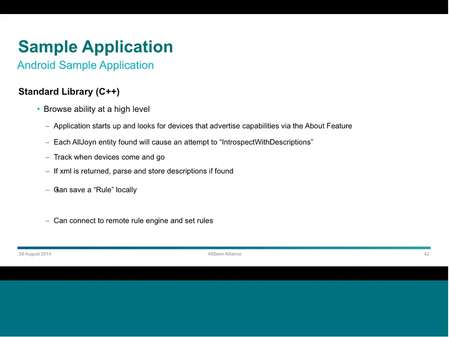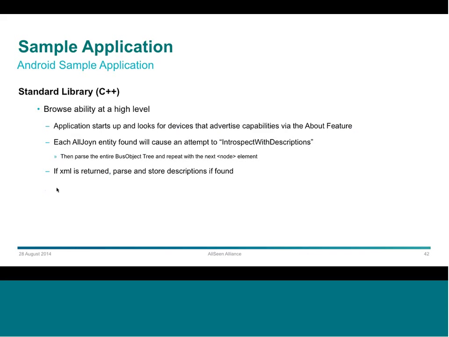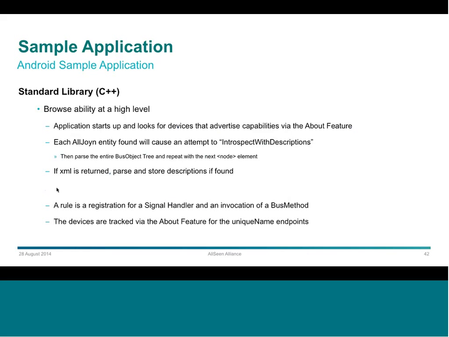So at a high level, for its application logic, the application starts up and looks for the About feature. Whenever it finds an entity, an AllJoyn application, it will use the introspection with description method, parse the XML, and show any of the descriptions. The rule engine registers a signal handler for the events, and ties that to calling a bus method for the action. It also tracks using the About feature the unique name endpoints, so when a device comes and goes, it'll auto-adjust to that network change.